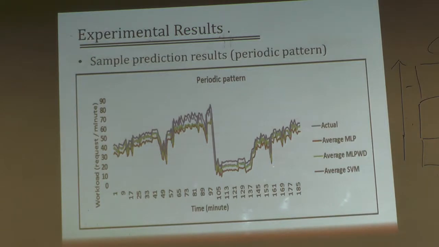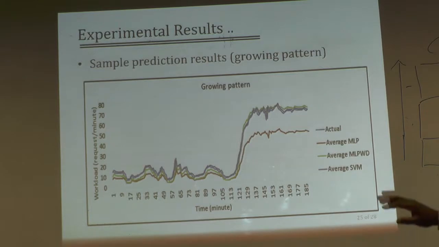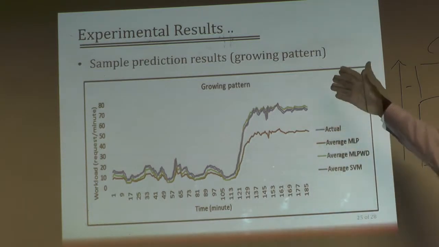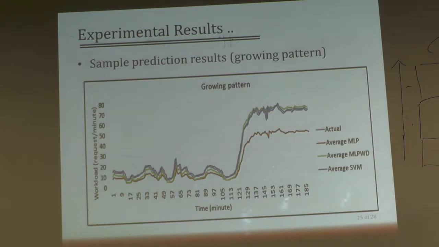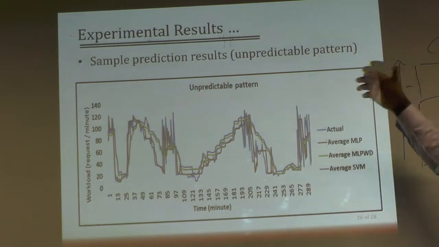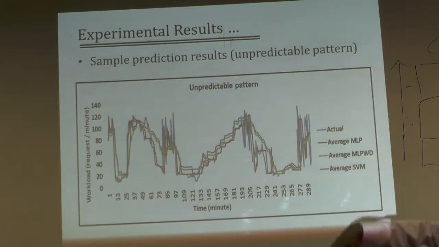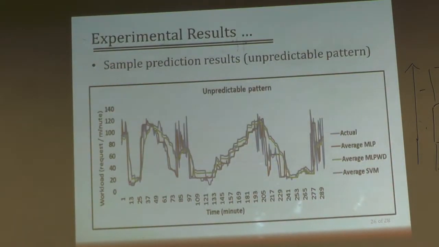Okay? Now, as you see them, there's no difference at all. More or less, they have the same pattern, which is okay. But if you perform statistics on them, you will see the differences. So this is for the periodic pattern. And this is an example for the growing pattern. Again, the same thing as before. And this is an example of a simulation for the unpredictable pattern. As you know, the unpredictable pattern can go down, go up many times. So we did that.